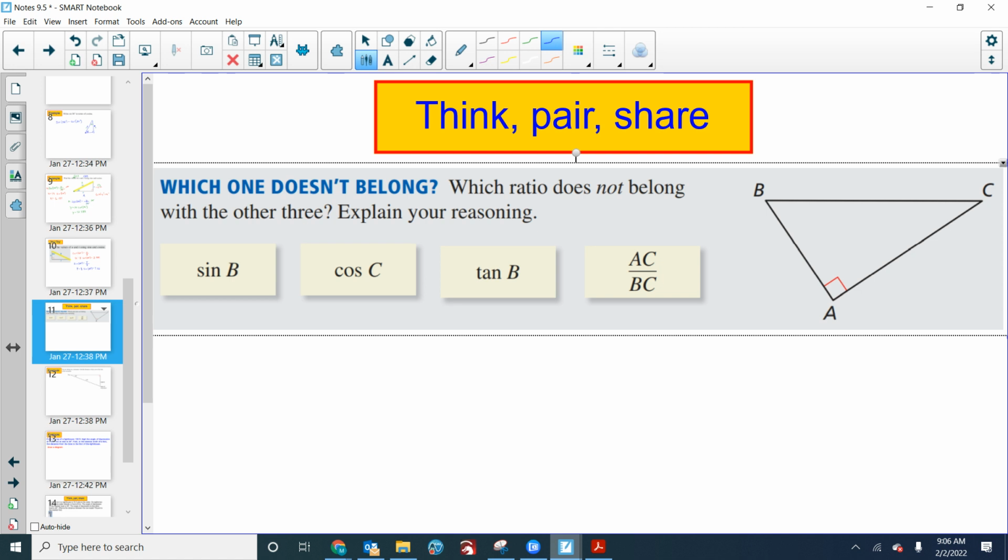Let's think about this one. I want you guys to talk to your table partner. Be careful saying, talk to your friend. But talk to your table partner about which one of these does not belong. Then we'll talk about which table partner.